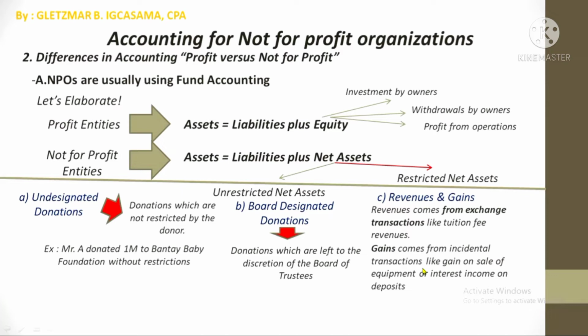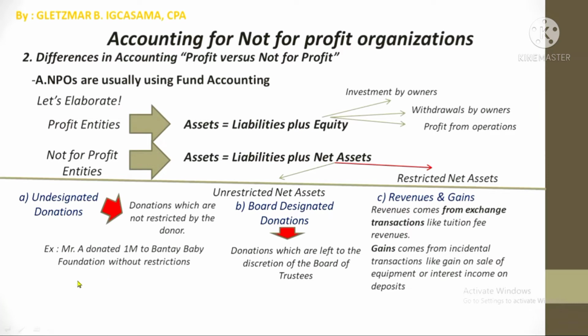So logically speaking, a school, based on our example, or any other not-for-profit organization, was not created to sell some equipment, right? Or to invest to earn interest income, right? So, if they are not related to the ordinary course of operations, then they will be considered gains or losses and not revenues. So that's it for the third component, revenues and gains or losses.